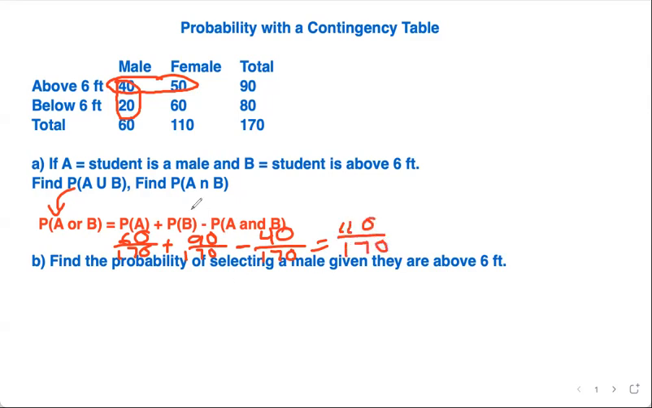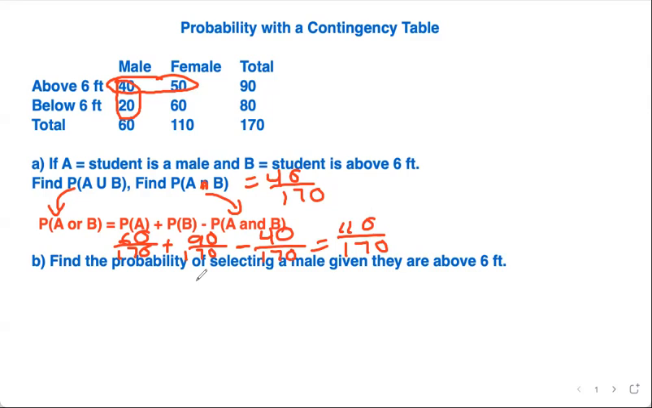And that last little part is actually the answer to this piece right here, because the upside down U is the intersection. That is the probability in this case of male and above 6 feet. So that's going to be just 40 out of 170. This is not independent events right now. This is just dealing with either union or intersection. So do make sure you understand the difference when dealing with this type of contingency table.